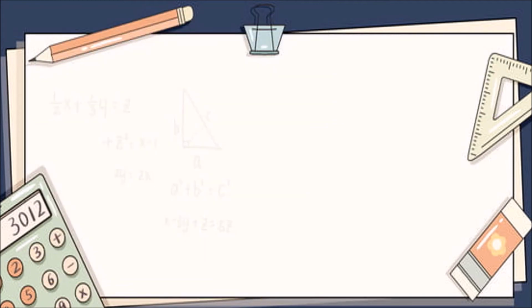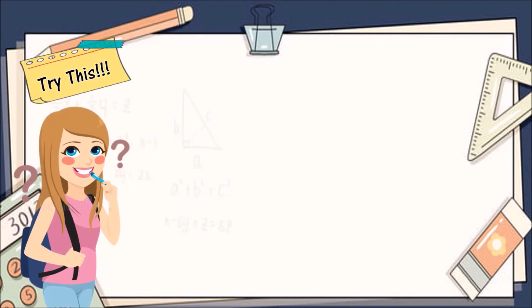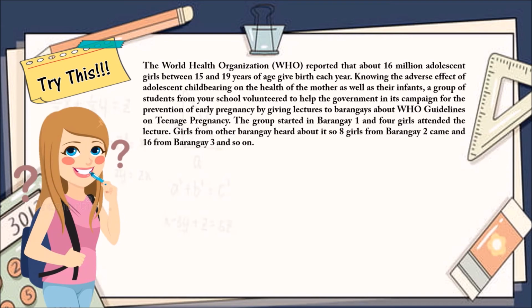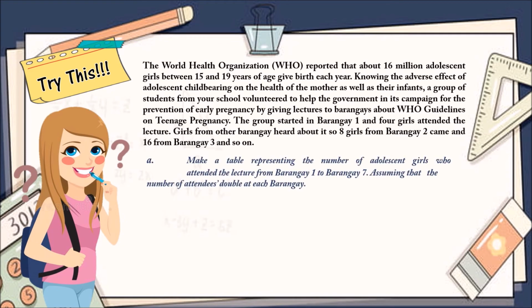Now it's your turn to try this. Letter A. Make a table representing the number of adolescent girls who attended the lecture from Barangay 1 to Barangay 7, assuming that the number of attendees double at each barangay. Letter B. Analyze the data in the table and verify using the nth term of geometric sequence.